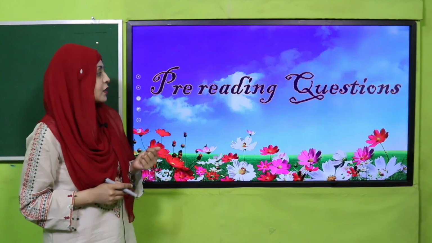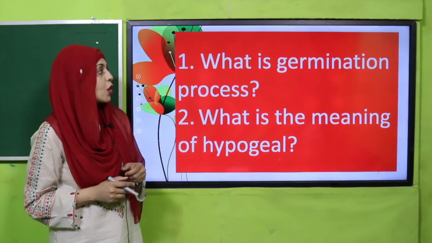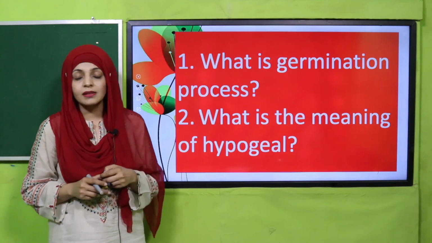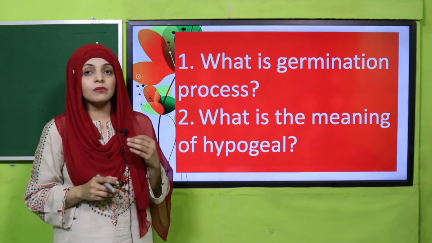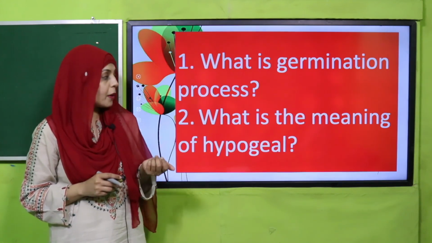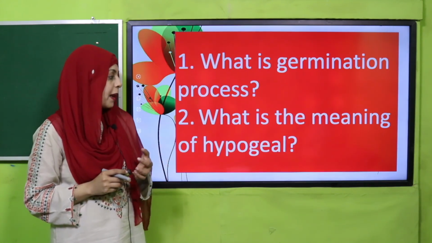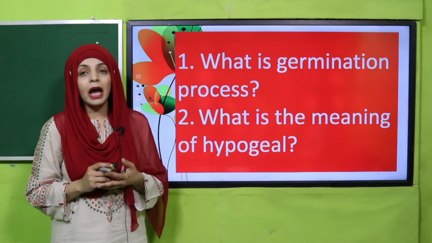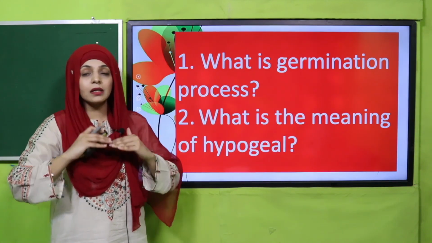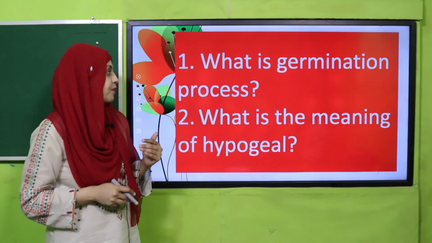So, my dear students, let's move forward towards the pre-reading question. What is germination process? When a tiny plant comes out of a seed, that is called germination. What is the meaning of hypogel? Very good. Hypogel means that under the ground, under the soil.